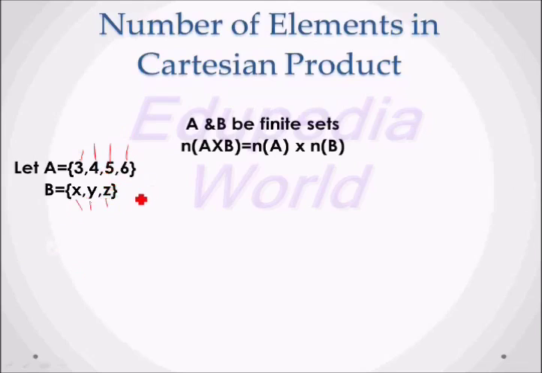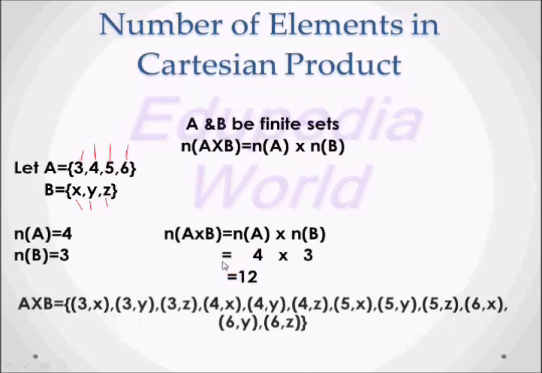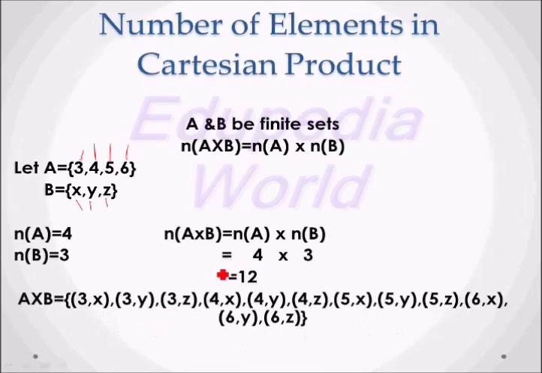So n(A cross B) equals n(A) into n(B), which is 4 into 3, that is 12. If we write the ordered pairs of A cross B, we can see that A cross B equals the set of ordered pairs (3, x), (3, y), (3, z), (4, x), (4, y), (4, z), (5, x), (5, y), (5, z), (6, x), (6, y), and (6, z). And if we count all these elements, we'll get 12.